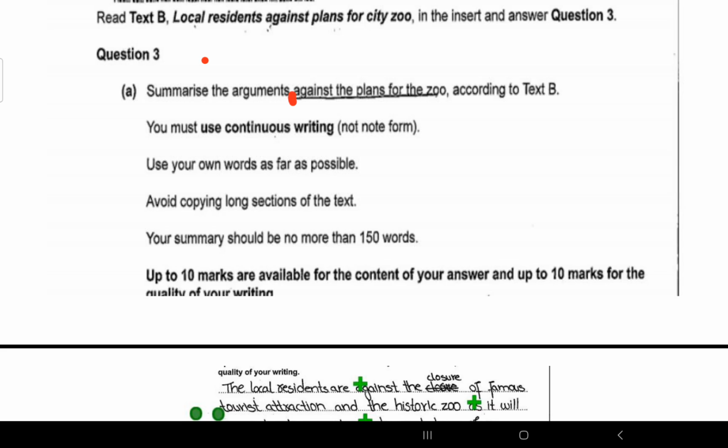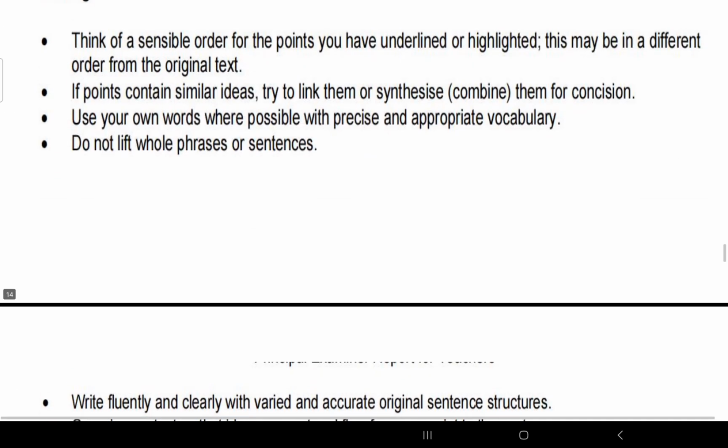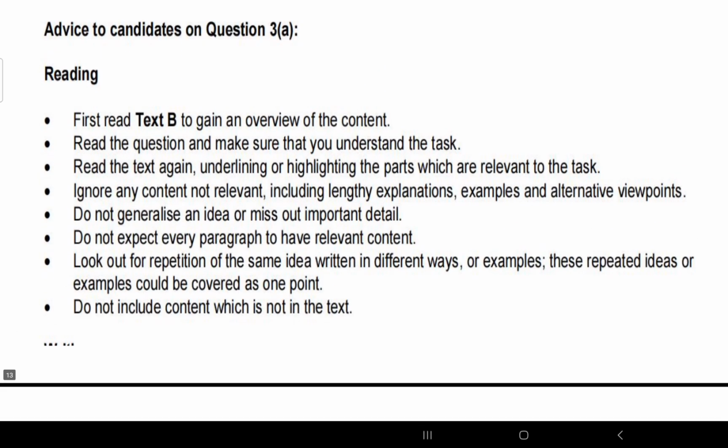Summarize the arguments against the plans for the zoo. This is our one strand question: arguments against something. This is our question. Now after that we'll get back to this part from the examiner report. What is this examiner trying to say?